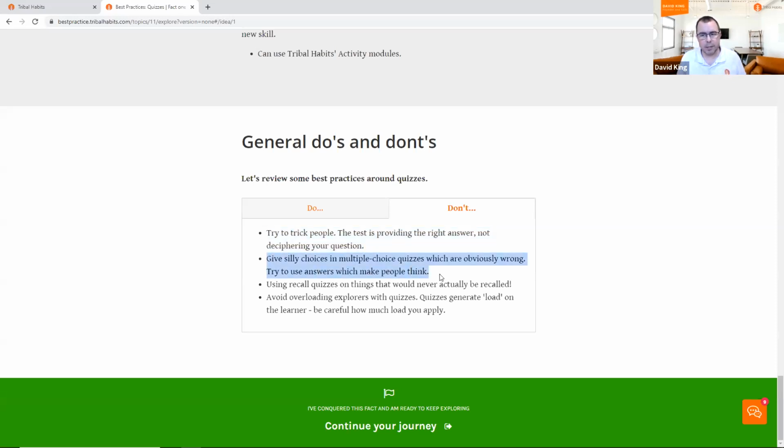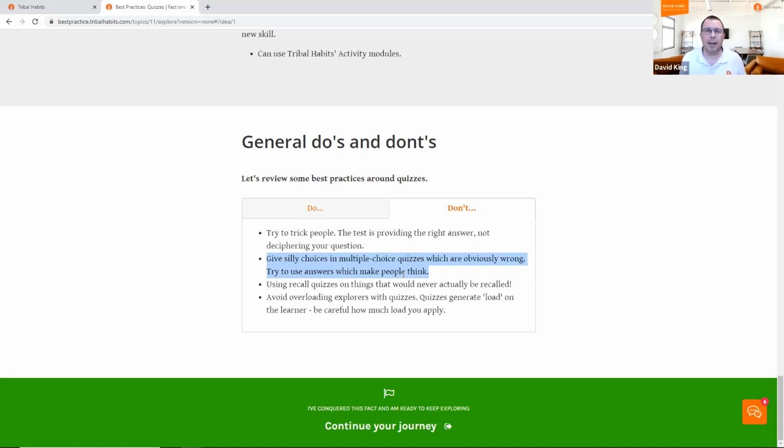Avoid giving silly choices in multiple choice quizzes. My favorite one of that was in my grade 8 earth science exam, where I had a multiple choice quiz at school, which was about why fossils can be found on the top of mountains. And one of the answers was because the devil put them there. Obviously not the right answer. And it was so obvious. It was just like, well, it's obviously the other answer. It's like a pointless experience.